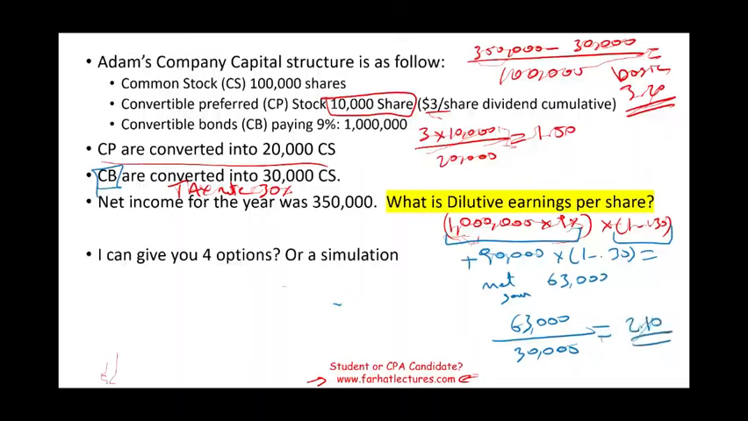Now we notice the lower the answer, 2.10 versus 1.50, the more dilutive that security is. Therefore, common stock is more dilutive. So when we start our computation for the diluted earnings per share, we're going to add first the common stock. So let's go ahead and add the common stock first and see what would happen.